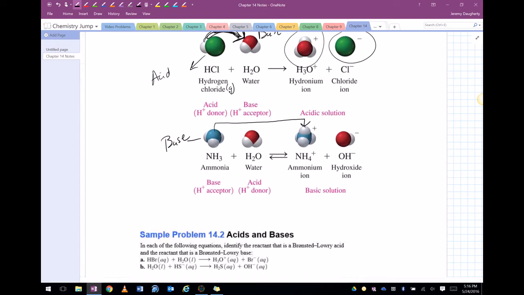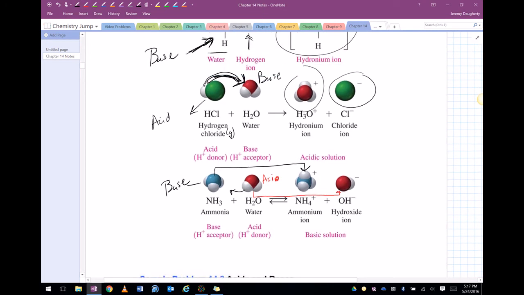Where did that ammonia get the hydrogen ion from? Well, it got it from the water. So look what water does. Water goes from H2O to OH-. It gave away a hydrogen ion. So that means water in this case is in fact an acid. So look, it was a base up here. It's an acid down here. Something's weird about water, and we'll talk about very specifically what it was. But there you go.